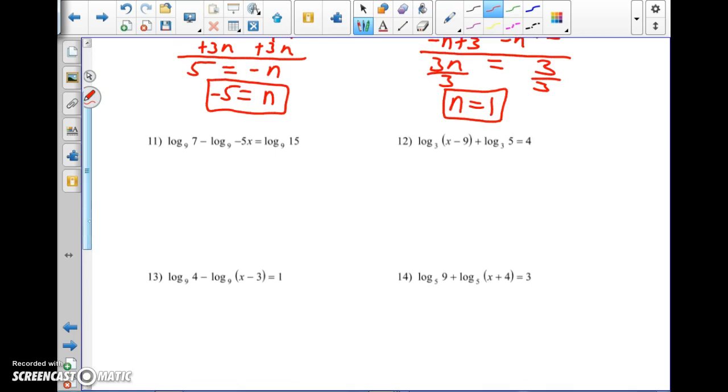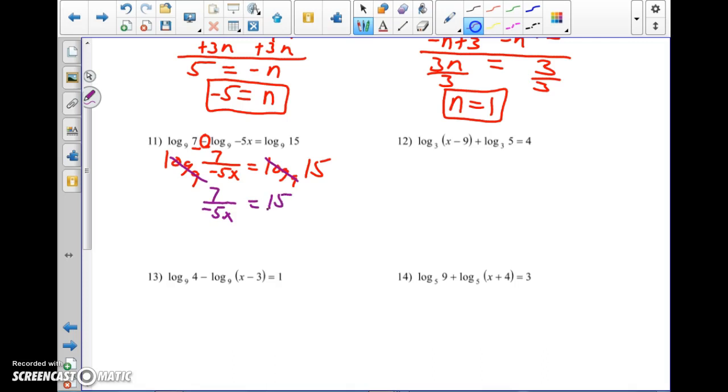Problem number 11 is more involved. Here, we have a subtraction symbol. Subtraction means division. So log 9 of 7 divided by negative 5x equals log 9 of 15. Now we're back in the same situation we had before. Log 9s are on both sides of the equal sign, therefore we can just drop the logs and set 7 over negative 5x equal to 15.